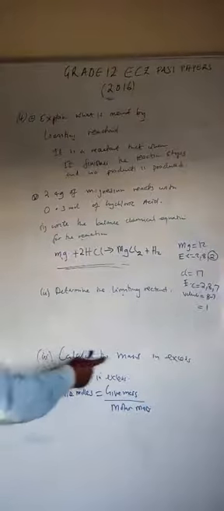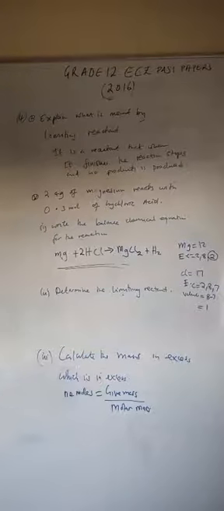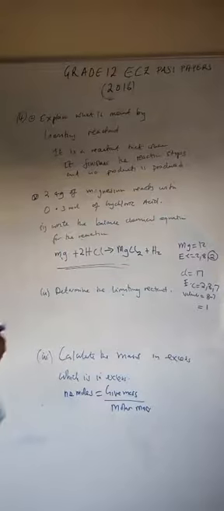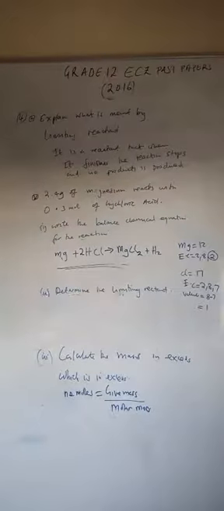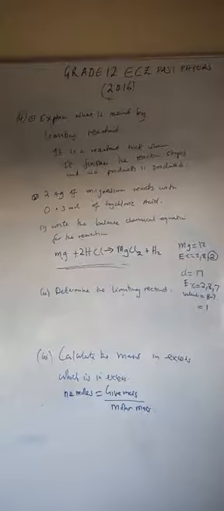Here is written, calculate the mass in excess, which is in excess. So it means, which of these masses is in excess? It's automatic. You already know the mass that is in excess. Just by looking, if they said determine the limiting reactant, before you even do this, determine the limiting reactant. It means the one that will finish first.